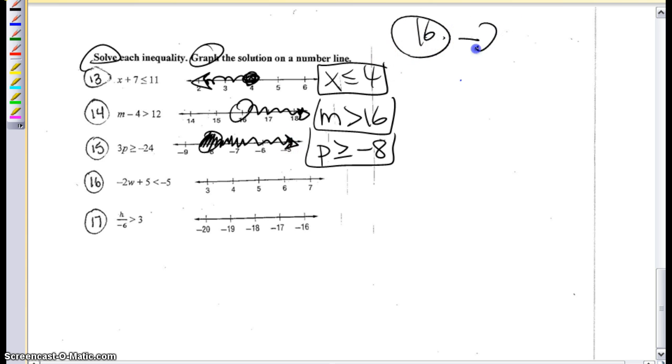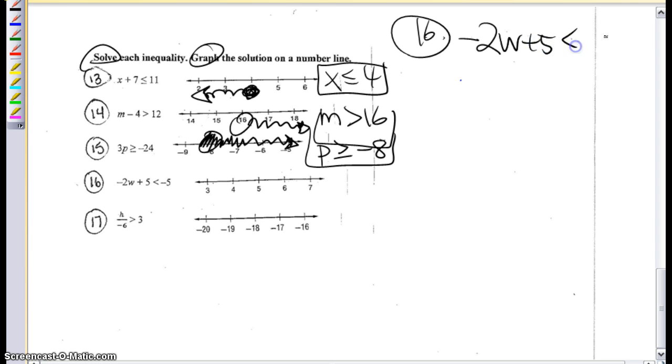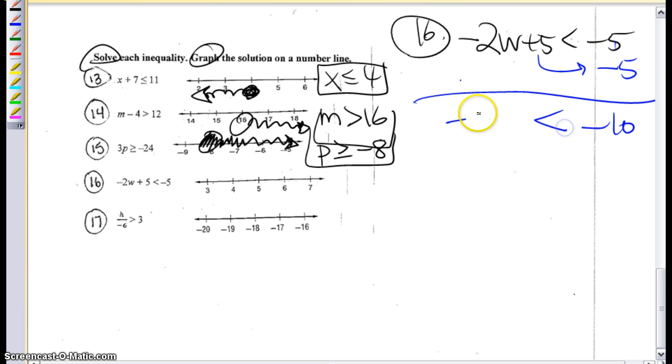So for 16, -2w plus 5 is less than -5. This is a two-step inequality. So first I'm going to take that plus 5 and subtract it from the -5. When I subtract 5 from -5, I get -10. That's greater than -2w. Then I'm going to take the -2, and because it was multiplying, when I move it over, I'm going to divide.